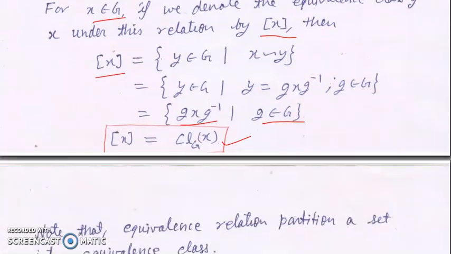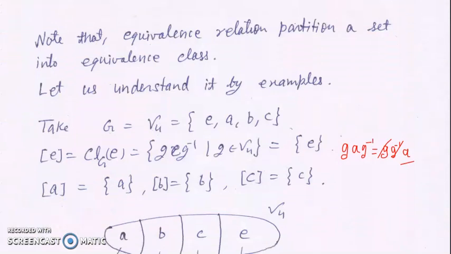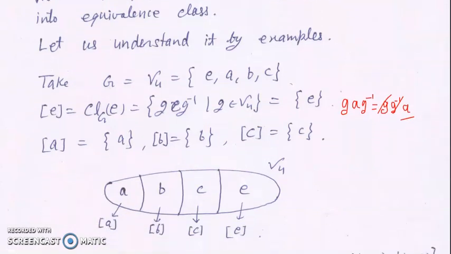But one thing we know is that an equivalence relation partitions the set, and because this is an equivalence relation, it will also partition the set. Now let us understand this by example.